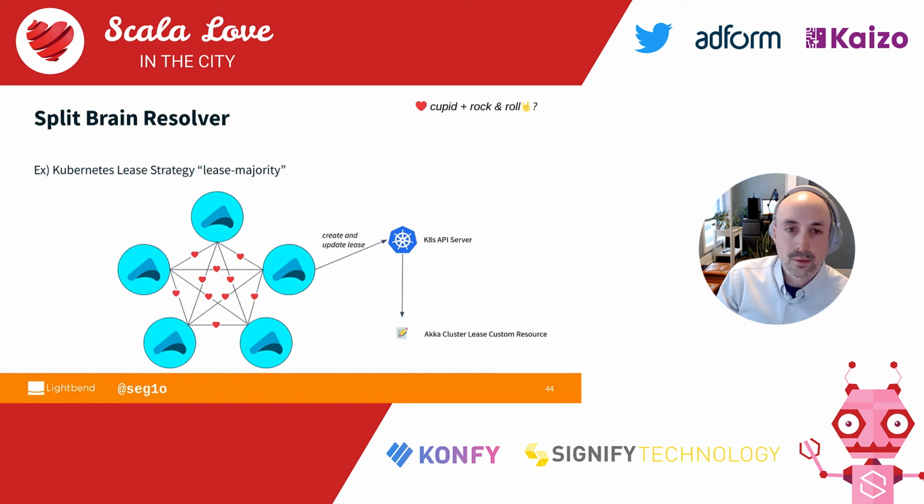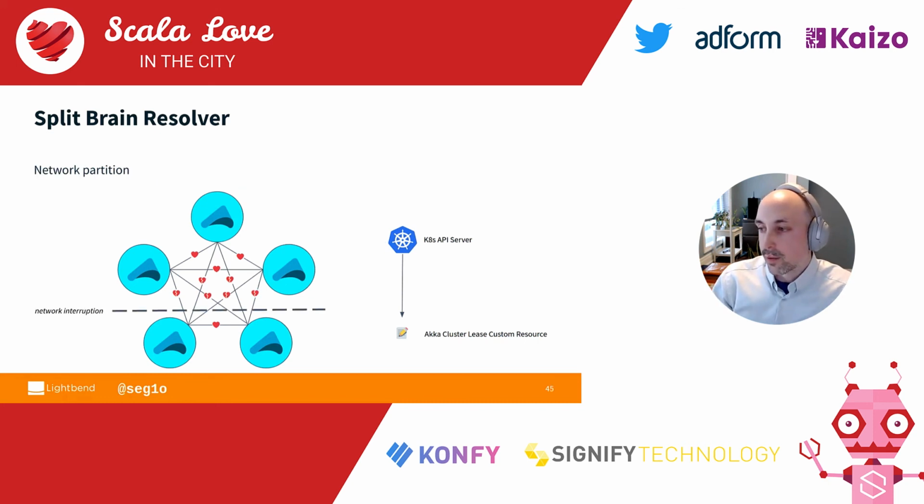In the example we have here, we have a 5-node cluster. The cluster is formed, and membership information is created by all of these nodes sending heartbeat messages to one another using the gossip protocol. By sending these messages around, they build up membership information, so they know what the cluster looks like. And then one node on the cluster is responsible for updating the lease. If a network interruption happens, then heartbeat messages will start to fail, and nodes can't communicate with one another.